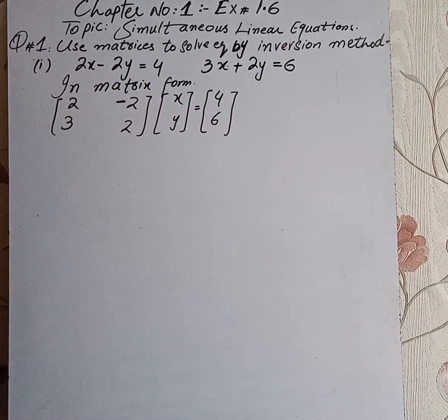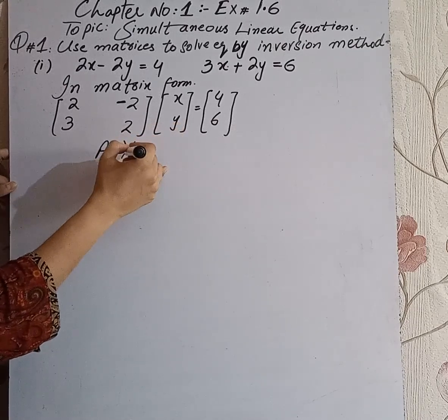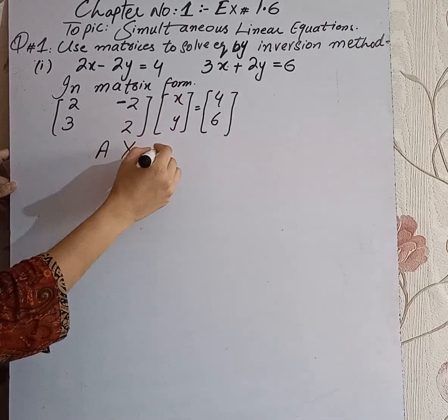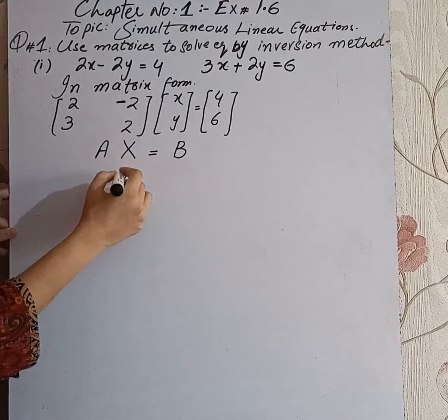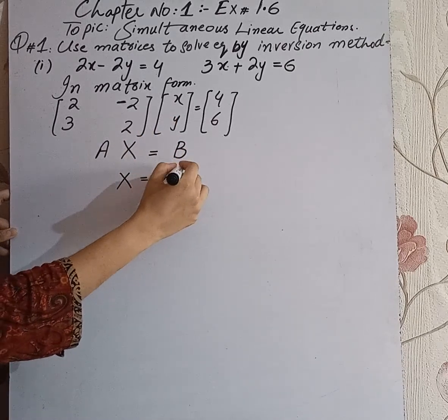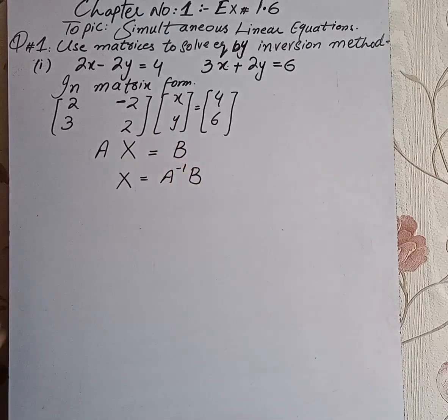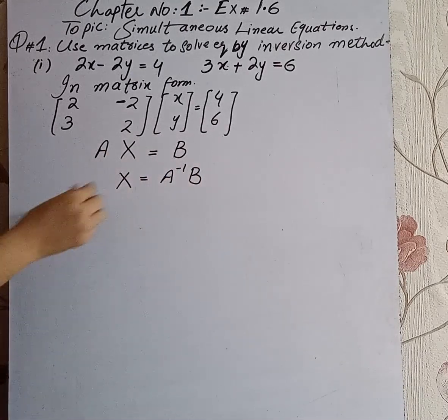Now we'll give names to these matrices. First, this matrix is called matrix A. This is called matrix X, that consists of the values of x and y. And this is called matrix B. Here we'll have to find this X, because we need the values of x and y. A on the other side will be A inverse into B. It means if we multiply the inverse of A with B, we can get the value of X over here.